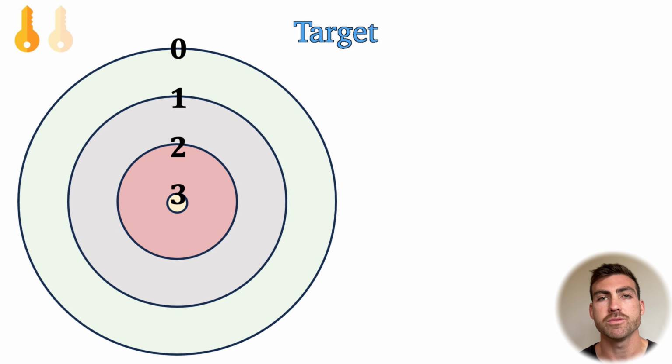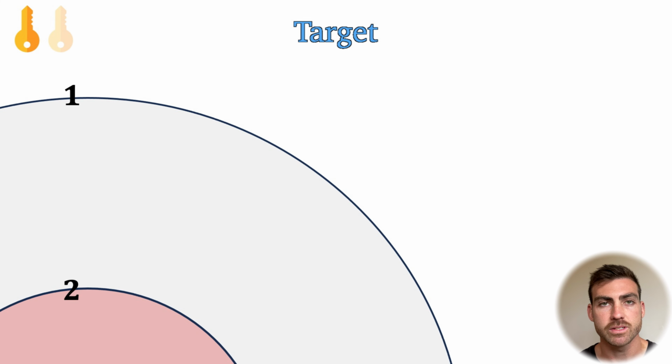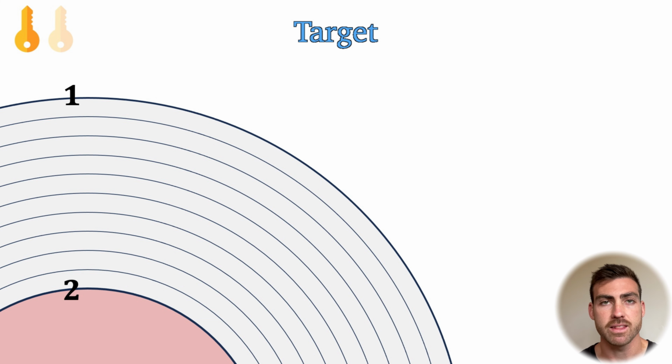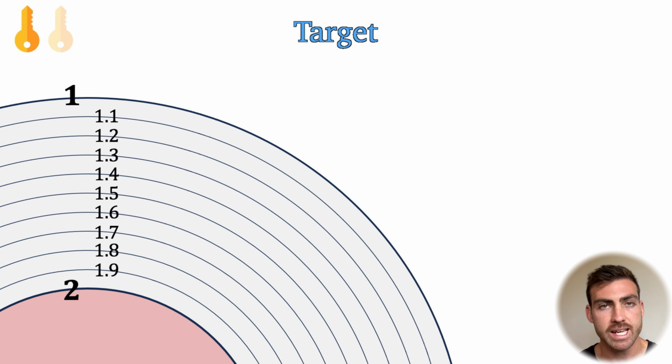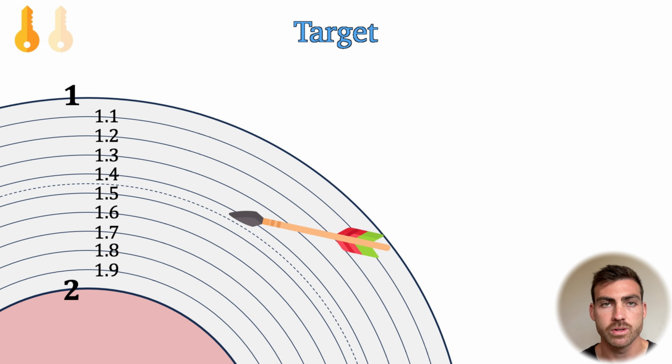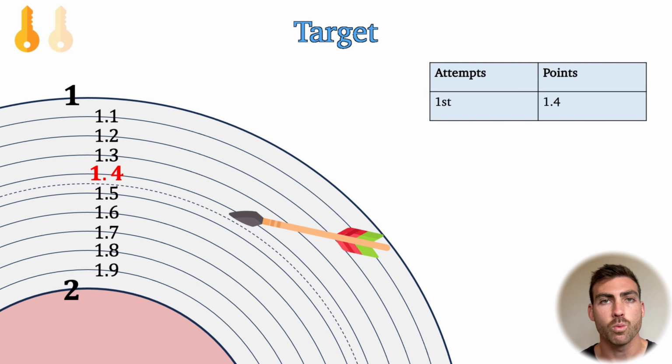However, what happens if we want to be more accurate? Well, if we zoom into our rings, we can break each up into tenths, which is writing our decimals to 1 decimal place. If an arrow lands between these two lines, we follow the same rules. Round up if it is halfway or above, round down if it is below halfway. In this case, 1.4. This is rounding to 1 decimal place.